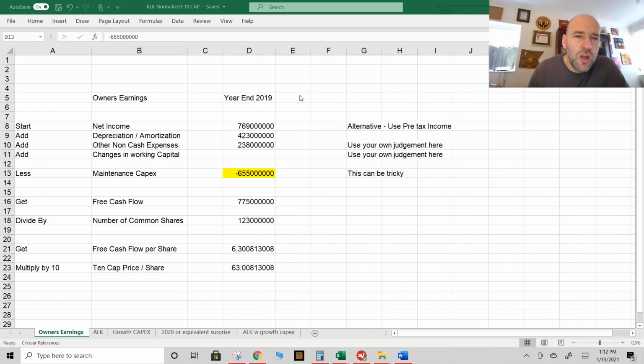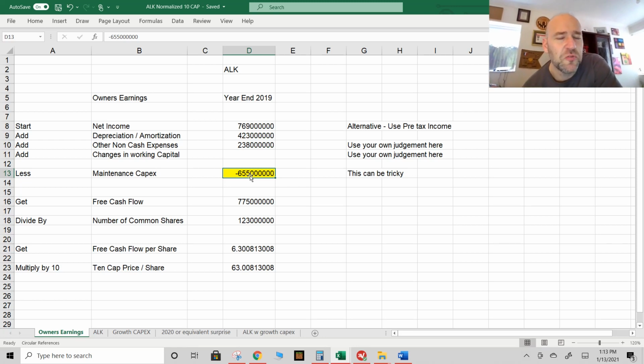Okay, so I wanted to do a brief, simple example before we get into the more advanced 10 cap techniques. For Alaska Air Group, I took the year-end numbers for 2019, and in the same spreadsheet, I just put in some numbers and did the math. So net income, added back depreciation and amortization. I added those non-cash expenses. I know I said use maintenance Capex, but I used total Capex, only to simplify it.